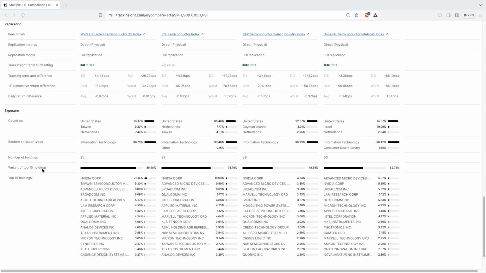And then as well, comparing the weight of the top 15 holdings, SMH has a lot less companies. It's a little bit more concentrated. It is focusing more on the biggest and best semiconductor companies in that industry. So you may like that or you may not. But here you can see that the least amount of holdings are in SMH with 25.